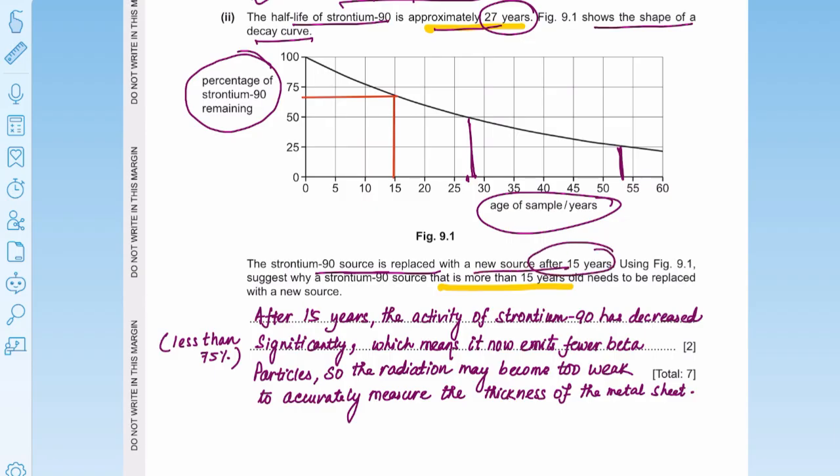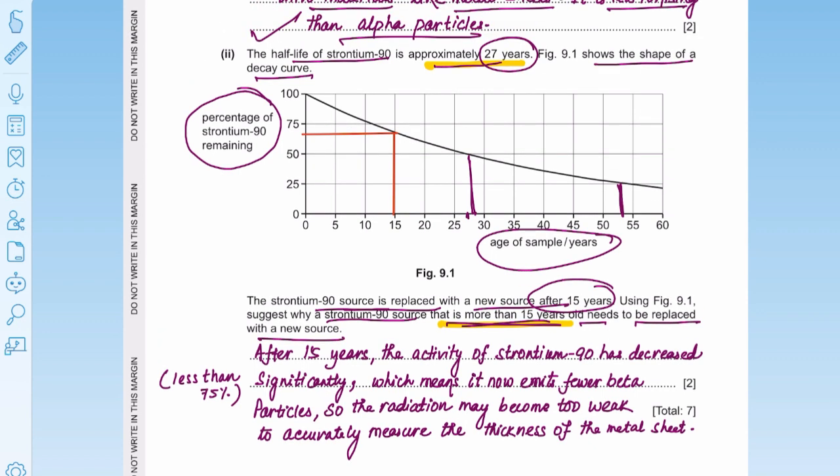After 15 years, okay. Suggest why a strontium 90 source that is more than 15 years old needs to be replaced with a new source. Okay, try to understand this. See, at 15 years, what happens? The remaining portion will be less than 75% of strontium, right?